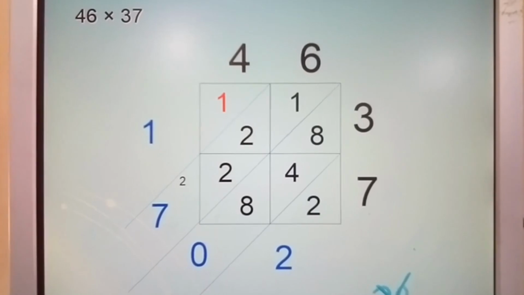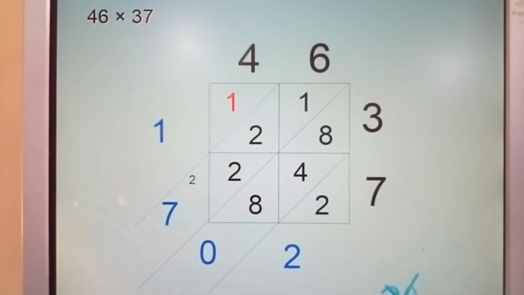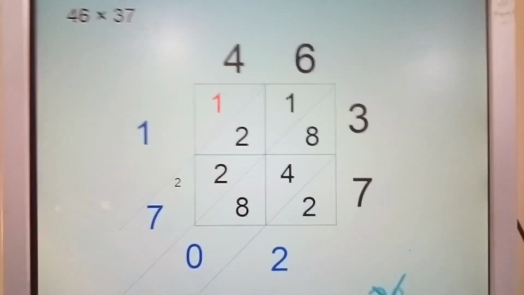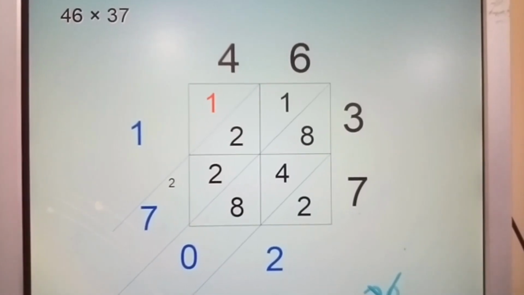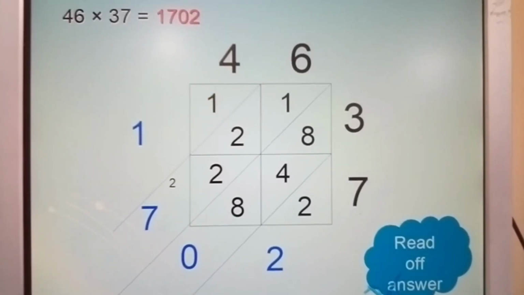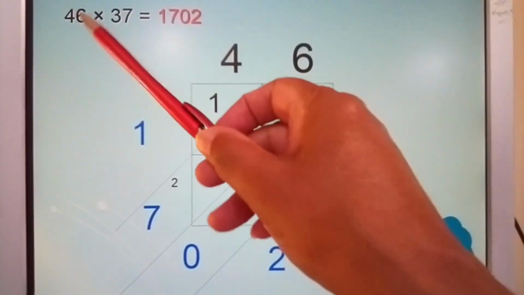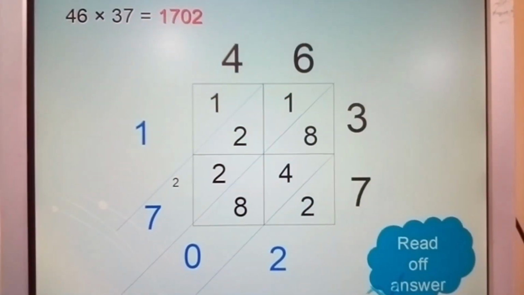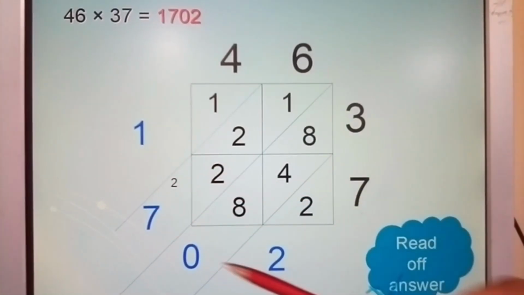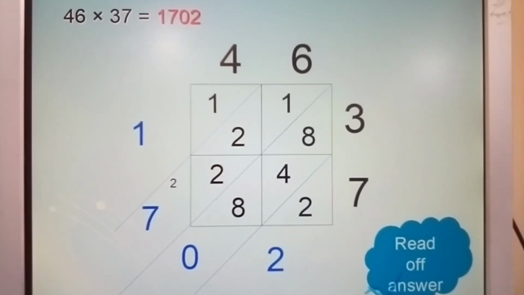And the answer equals 1702. And if you put that into your calculator, it should come out correct. So let's just check that we're happy. So you can see that 46 times 37 equals 1702. You read off your answers correctly, and we know that is correct.